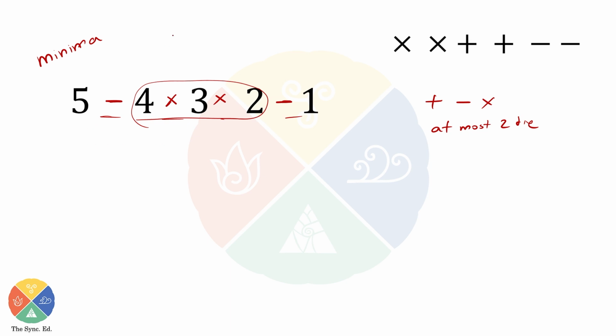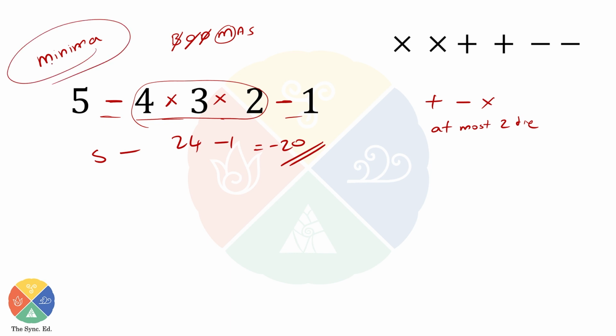According to BODMAS, bracket is not there, order is not there, division is not there, multiplication I have to do first. 4 into 3 into 2, that is 24. 5 minus 24 minus 1. I am going to get minus 20. This is going to be the least value, the most negative value, or the minimum possible value in this combination.